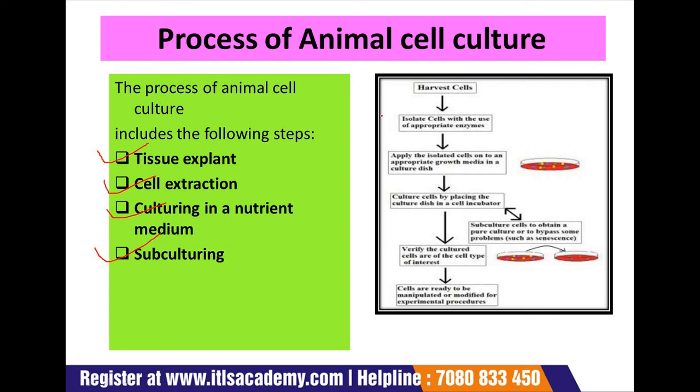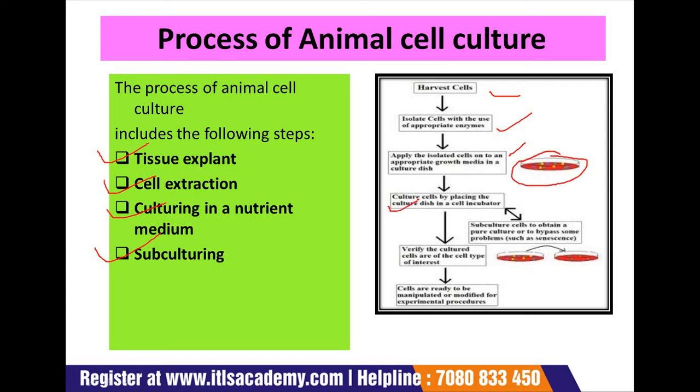You can see in this picture, firstly, cells are harvested and isolated with the use of an appropriate enzyme. And in this picture, after this, apply the isolated cells onto an appropriate growth medium in a culture dish. This is the culture dish.